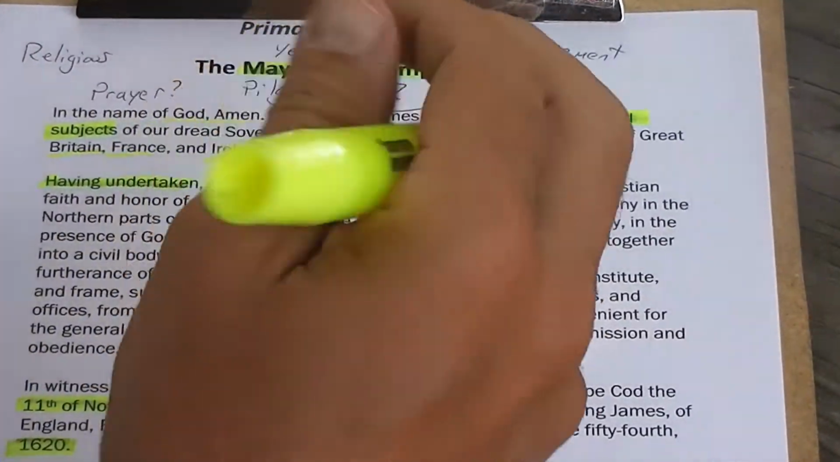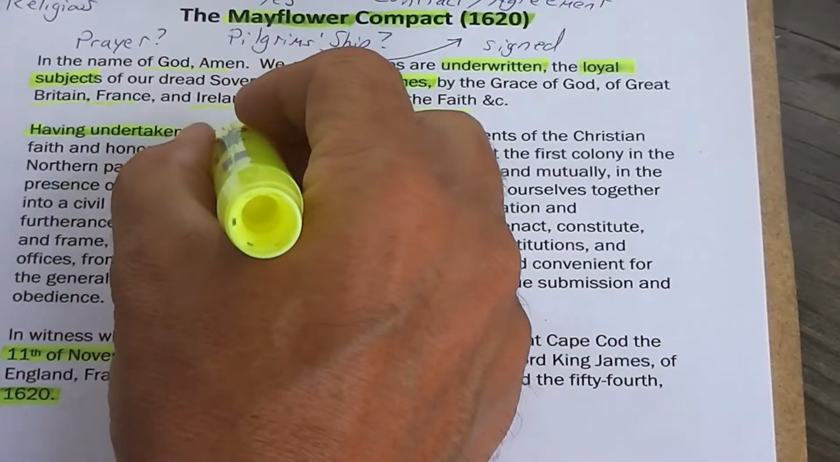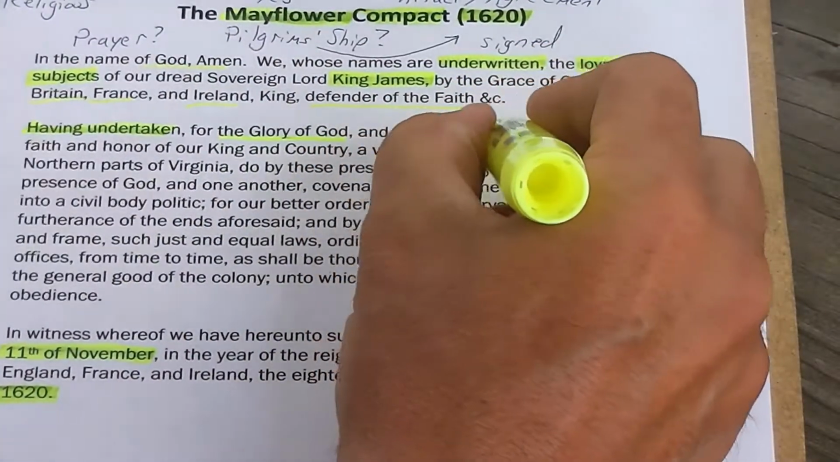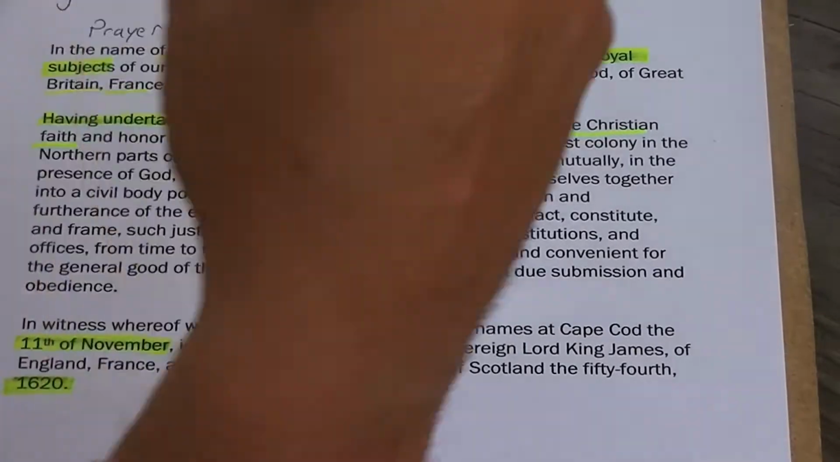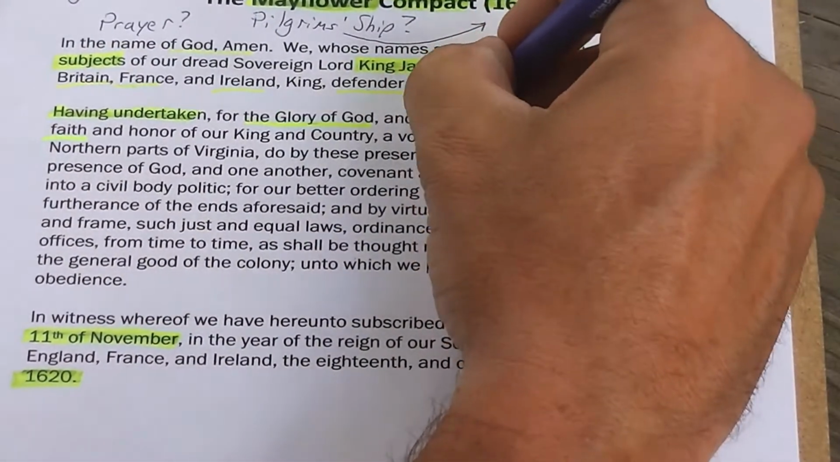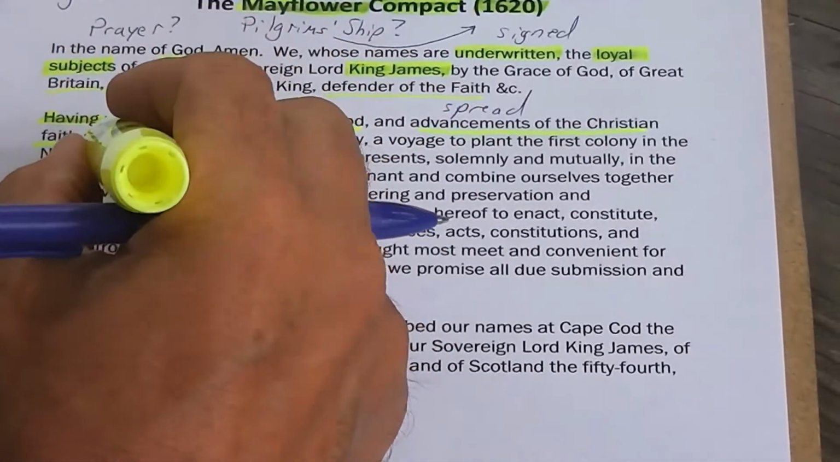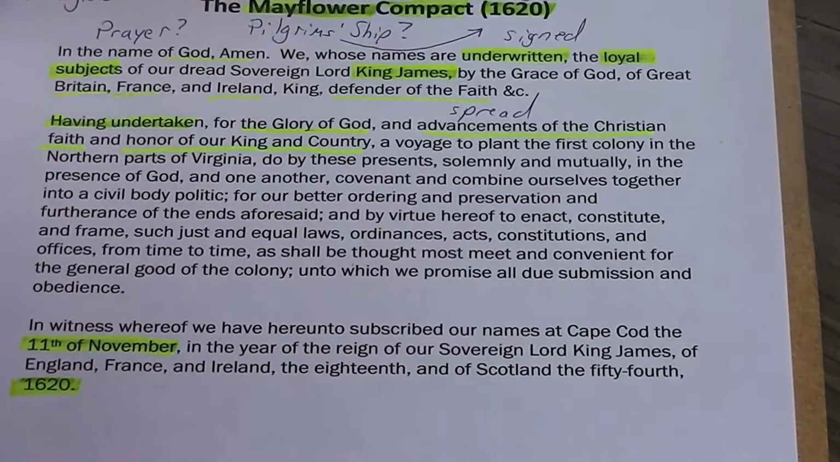They took this journey from England to the New World on the Mayflower for the glory of God, to advance or to spread their Christian faith, and to honor our king and country. So again, they're saying they're not breaking away from the king.